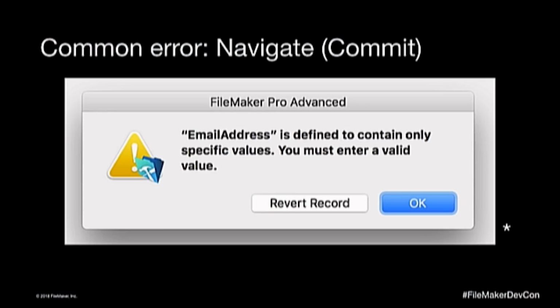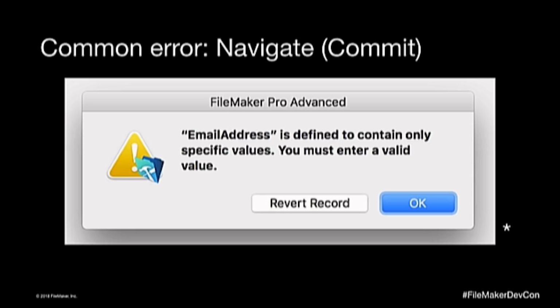Okay, here's another one, right? If you have a validation on an email field that your emails have to have an ampersand, somebody enters an email address, a URL as an email address, seen that dozens of times, you'll get an error. That email address is defined, that's a validation error. It'll give you choices, which is OK or revert record. Again, that's the default. And what are users going to do with that? What does revert mean? To my mom, she doesn't know what revert means in this context.